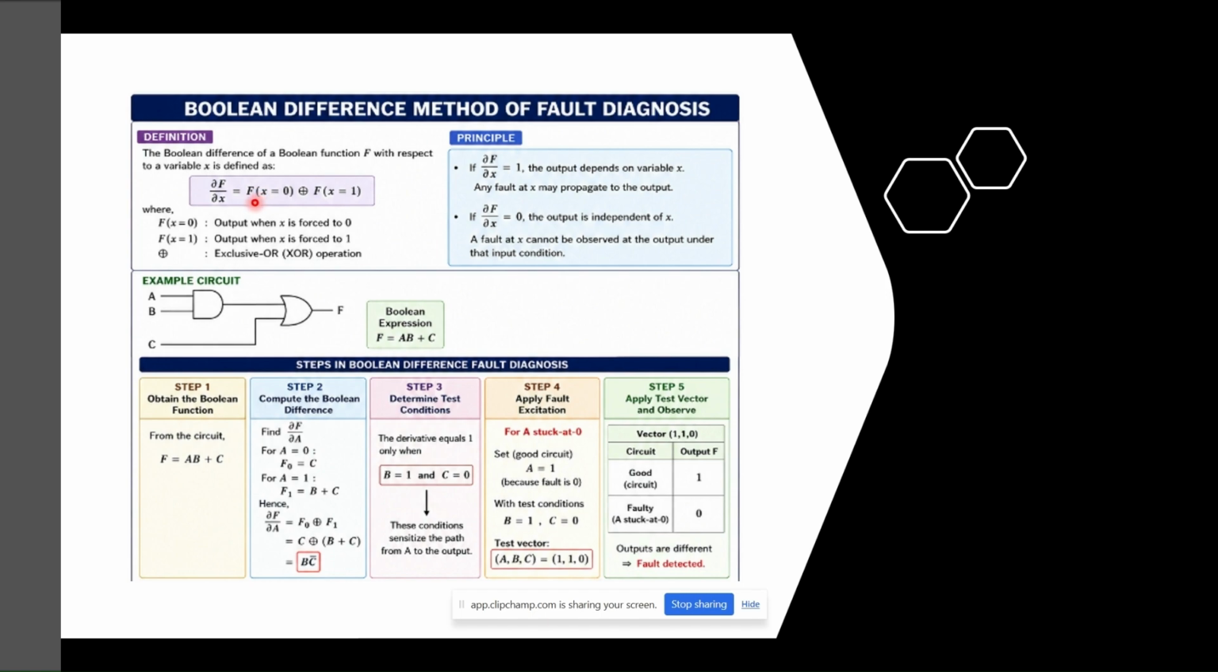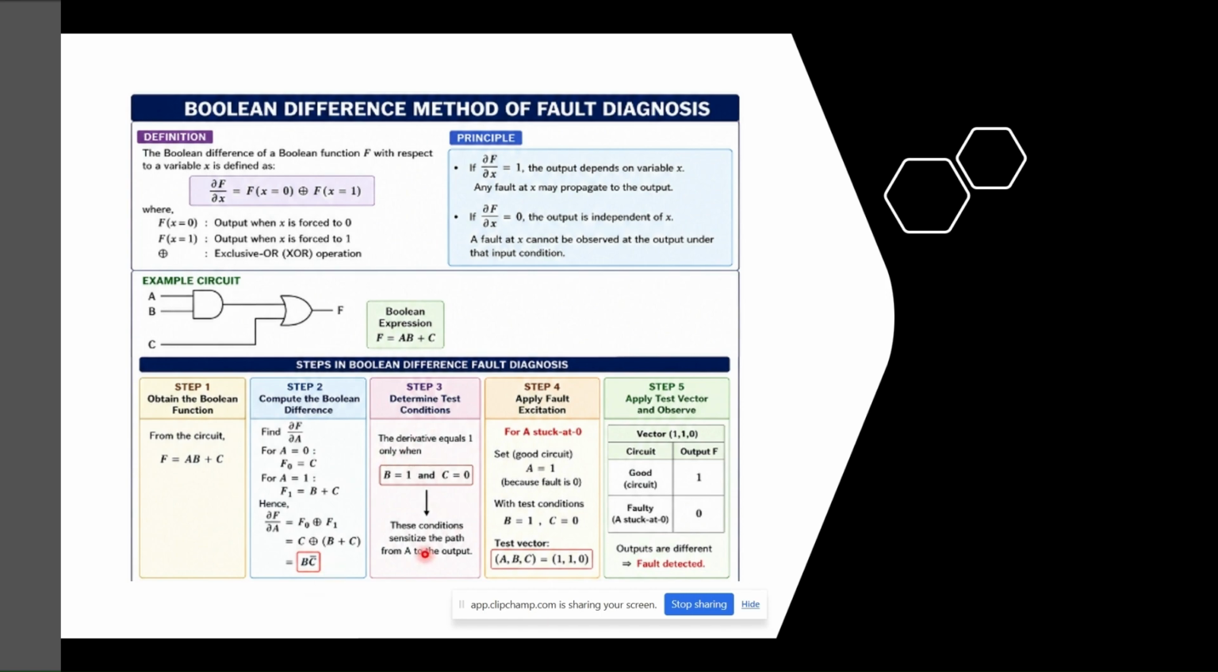So we have got these two conditions, F at A equal to 0 and F at A equal to 1 for this scenario. Now we have to do XOR of these two. C exclusive OR B plus C is nothing but B C bar. Since you are aware of the A XOR B formula, A B bar plus A bar B, using the same basic XOR formula you can find the exclusive OR of C and B plus C, and you will get the answer as B C bar. So this is step 2.